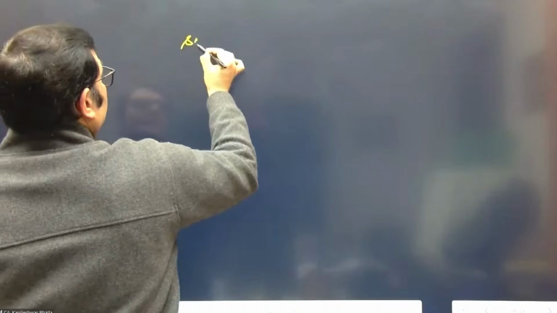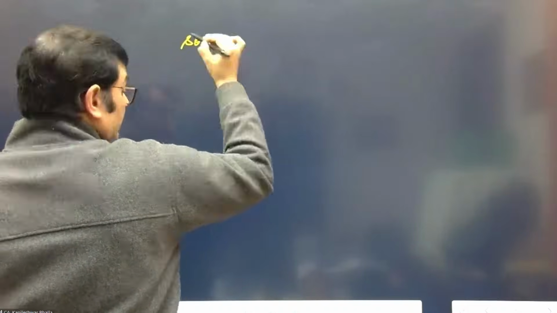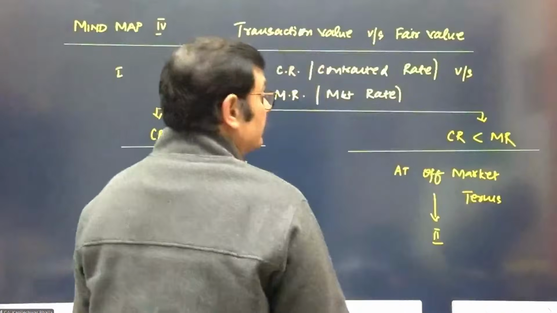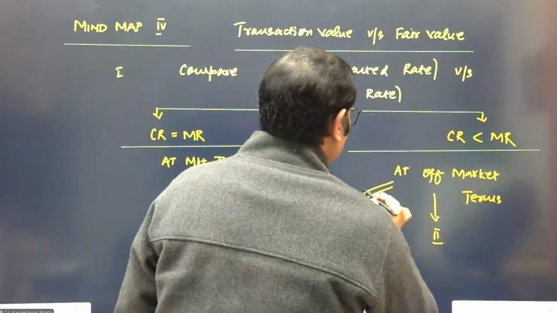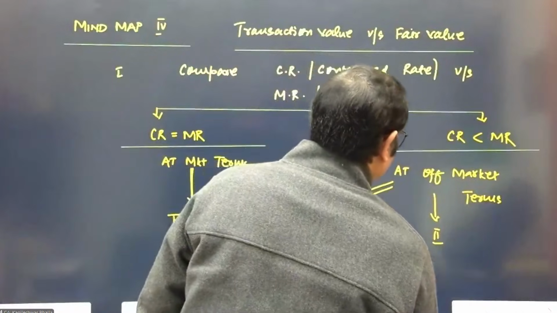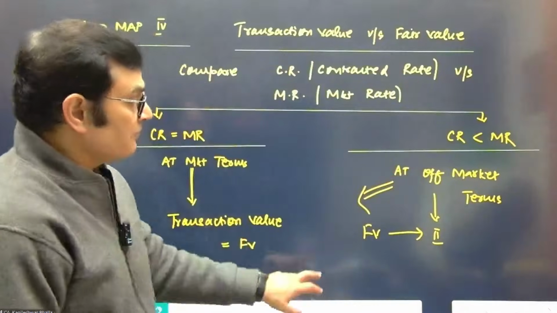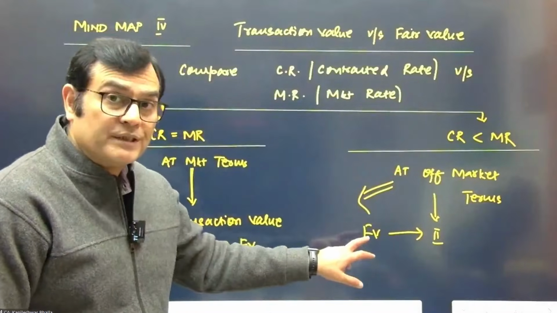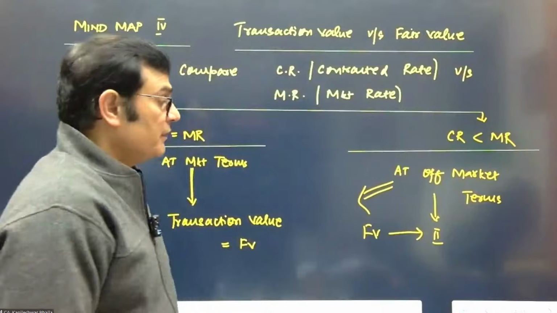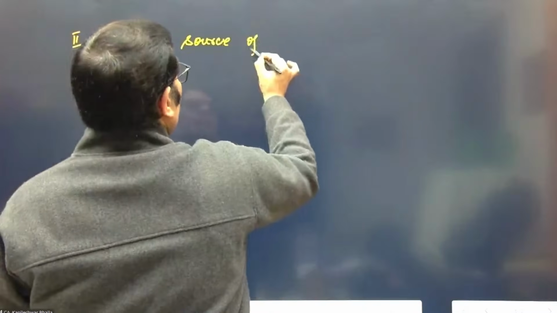Next, in terms of step number 2, we need to see the source. Let's make a mention that in this particular case, we definitely need to consider the fair value, and then go to step 2. So we will definitely record things at fair value, and we go to step number 2. So we look at the source of the fair value.